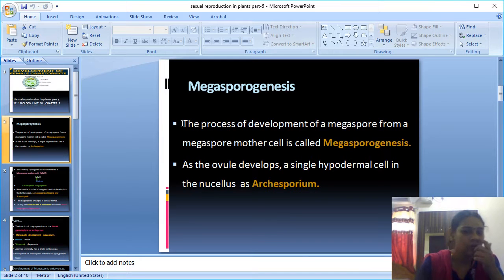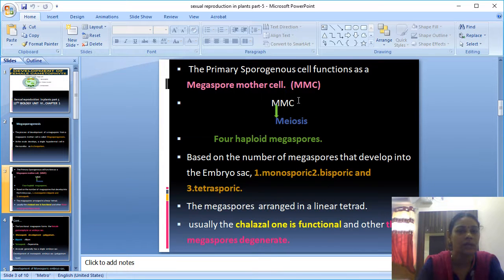Now you could have understood what megasporogenesis is. A hypodermal cell in the nucellus develops as the archesporium. The archesporium sometimes acts directly as the megaspore mother cell. Sometimes it undergoes a transverse division to produce an outer parietal cell and a central primary sporogenous cell. This primary sporogenous cell develops into the megaspore mother cell, which undergoes meiosis, producing 4 haploid megaspores. Based on the number of megaspores, the embryo sac develops as monosporic, bisporic or tetrasporic.